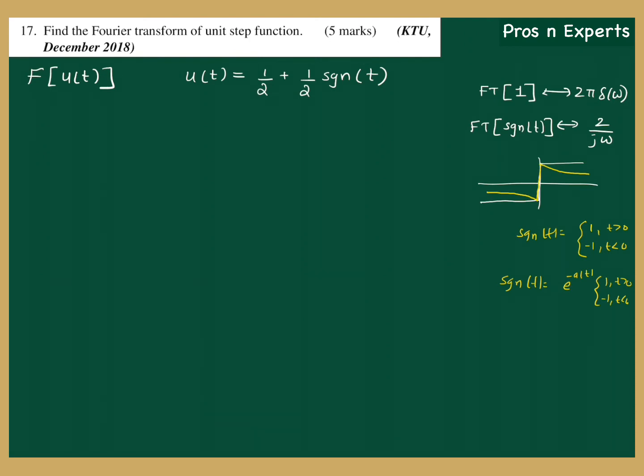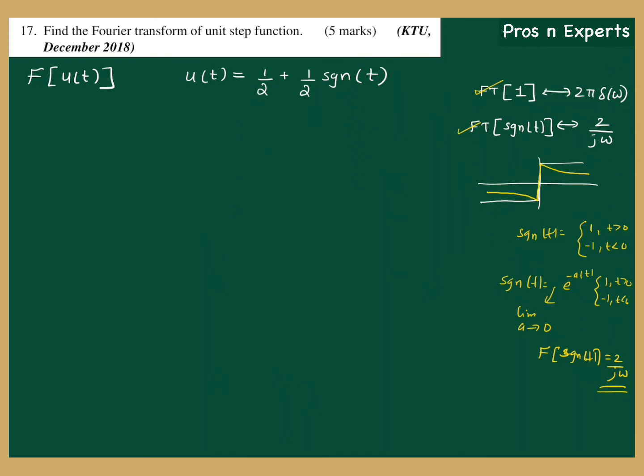But in order not to change the mathematical value of this equation, we assume that limit a tends to 0. If limit a tends to 0, e raised to 0 t is 1, so 1 into this is the same as the original equation. Then we took the transform of this equation and got the Fourier transform of signum of t as 2 by j omega. So I'm going to use these two results in solving this question.